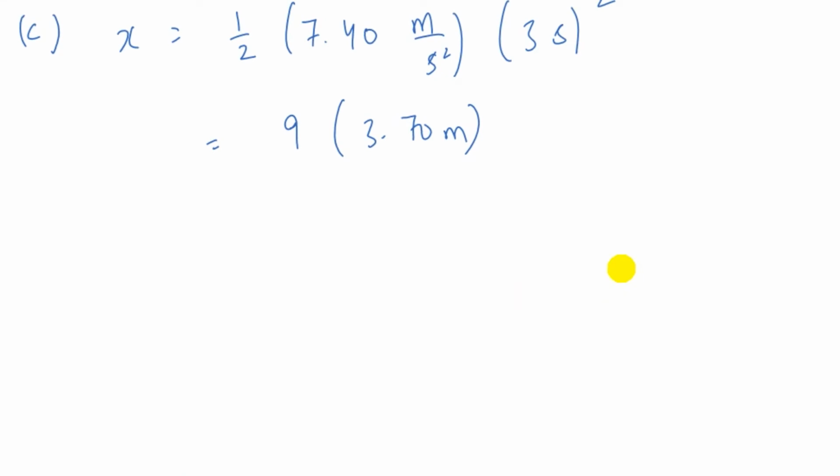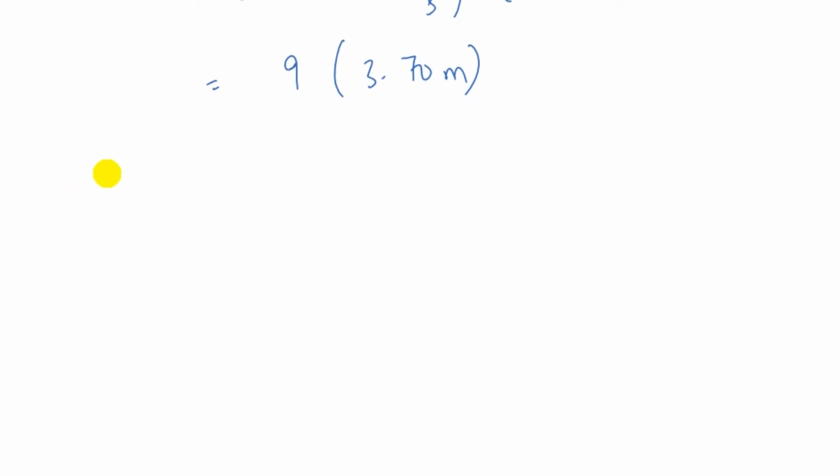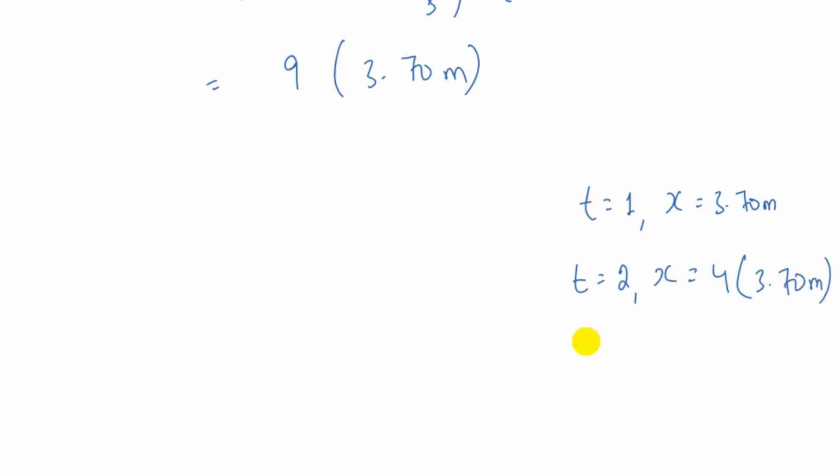So we can say that at time t equals 1, let me write here, at time t equals 1, the position of the body is at 3.70 meters. Now when time becomes 2 seconds, the position is 4 times this value. So this is 4 times this value, 3.70 meters. Now when time t becomes 3 seconds, the position is 9 times the initial value.